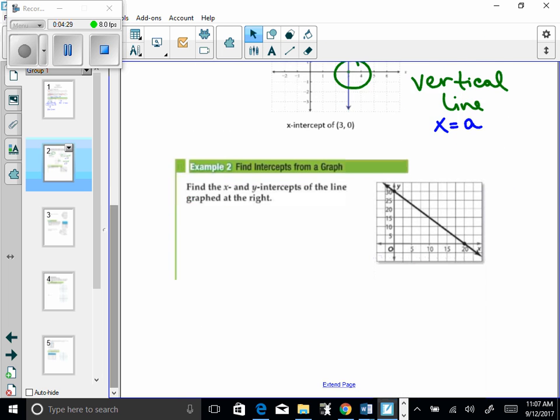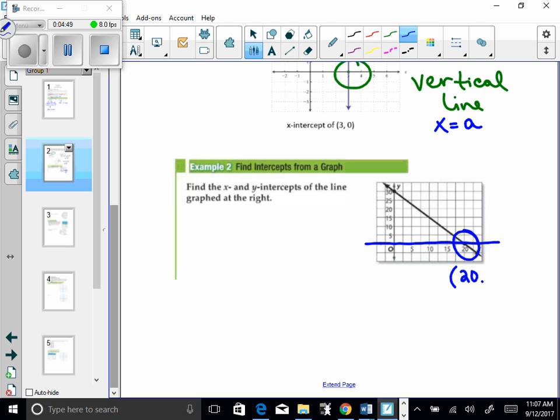Example 2, find the intercepts from a graph. Find the x and y intercepts of the line graphed at the right. So along the x-axis, right here, I see that I have a place where the line crosses the x-axis at 20. So that coordinate is 20, 0. That's my x-intercept. And then I see that on the y-axis, the line crosses at 30. That coordinate is 0, 30, and that's my y-intercept.